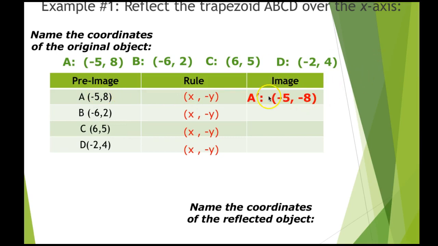So our new image is going to be (-5, -8). Here you can see x stayed the same and we did the opposite of y. Let's check the next one. So it's (-6, 2), right?